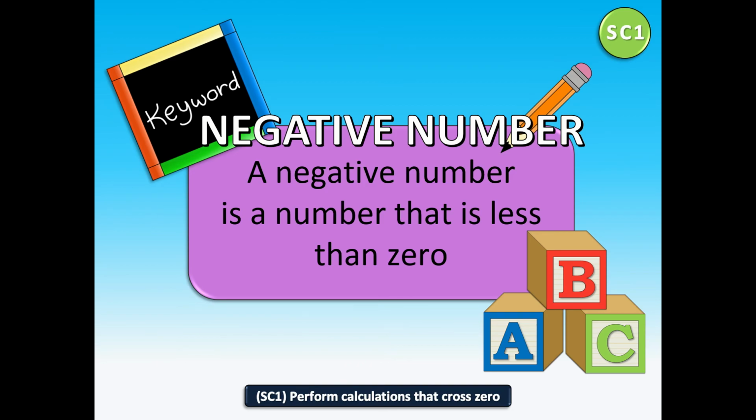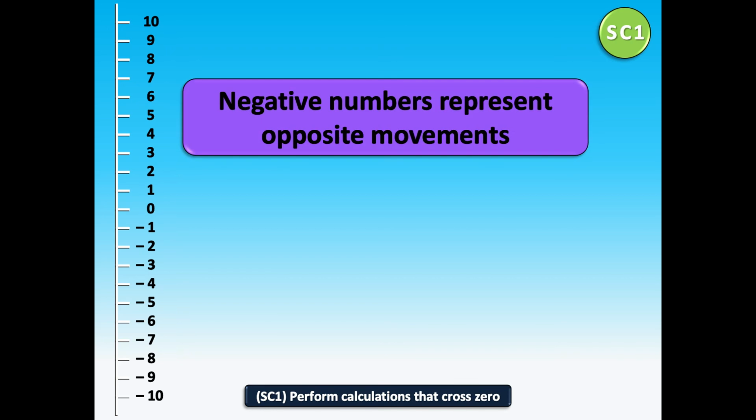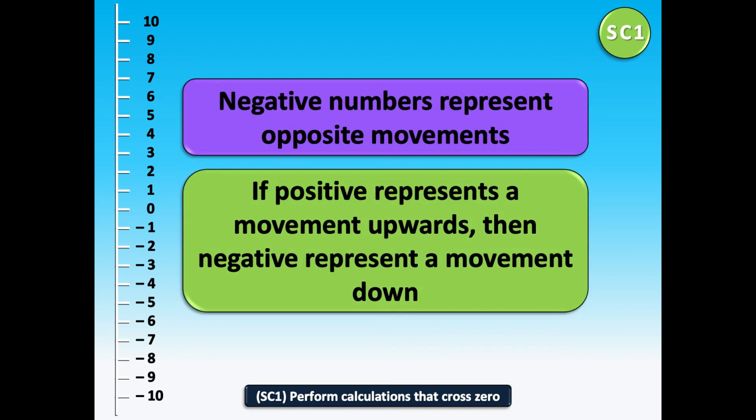So a negative number is a number that is less than 0. If we look at our number line going from 10 to minus 10, negative numbers represent opposite movements. So if positive represents a movement upwards, then negative represents a movement down.